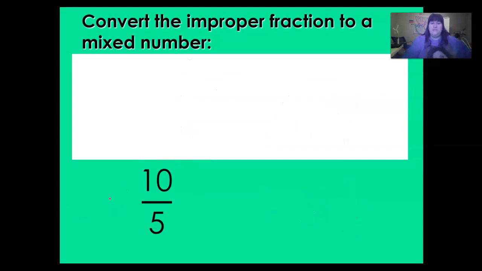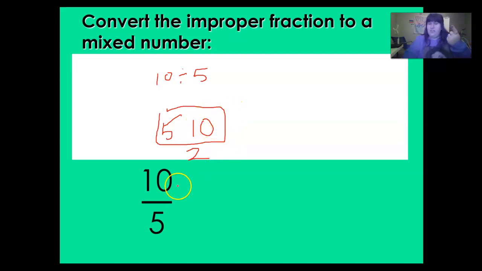All right, 10/5. Step 1, divide. 10 divided by 5. How many groups of 5 can I make with 10? 5, 10. Oh, it got me right there. I was able to make 2 whole groups, and I got right to 10, so I don't have any extras that I need to get to my original numerator. If your numerator can divide perfectly with your denominator, like in this case my answer is 2, that means you just have a whole number.